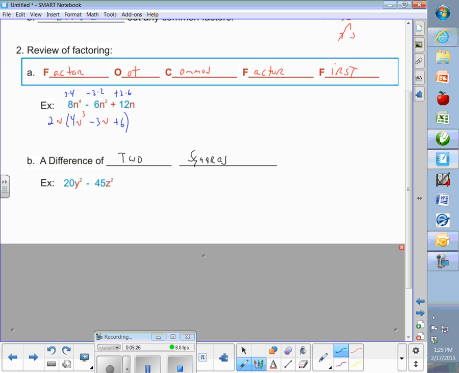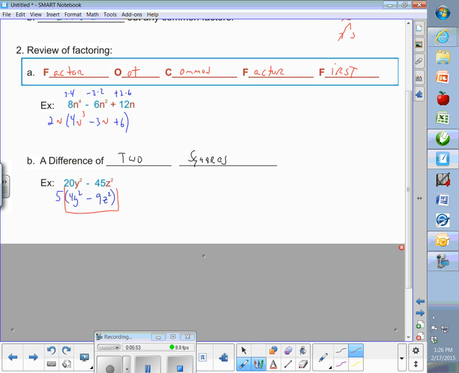Difference of two squares. All right, how do we factor a difference of two squares? Well, first off, FOCFF: factor out common factors first. There is a common 5 here. When I do, I get a 4y squared minus a 9z squared.